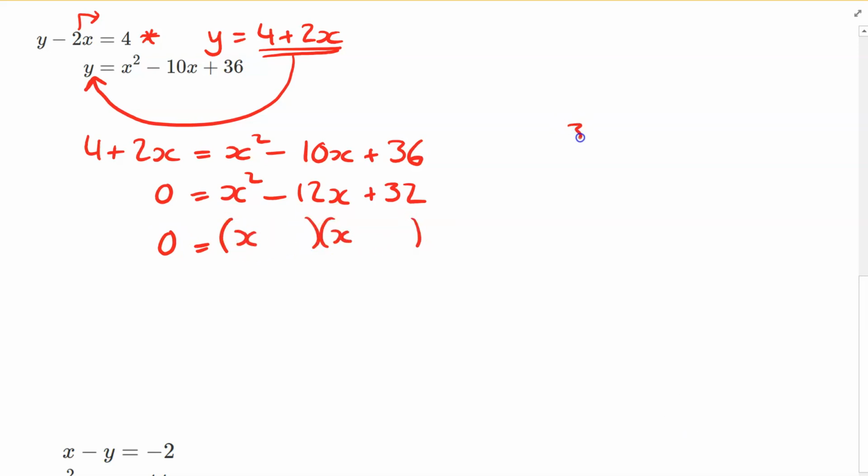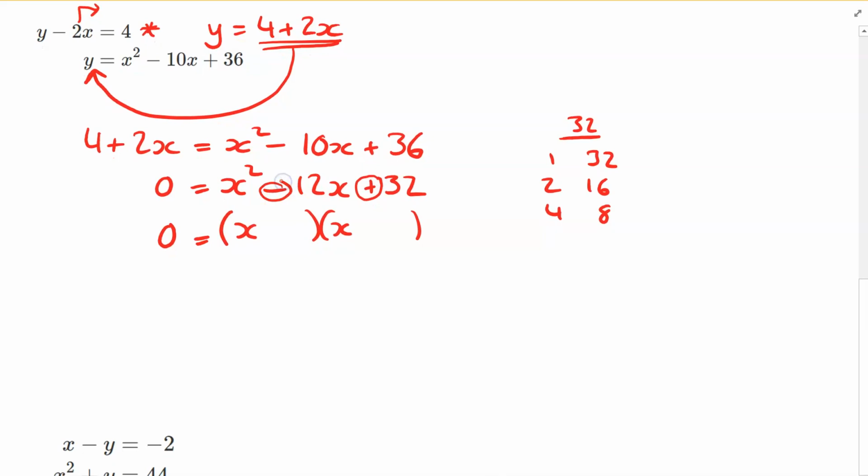Factors of 32. So I can use 1 and 32, 2 and 16, 4 and 8. That's going to be it. And I need them to multiply together to make positive, add together to make negative. So both of them are going to have to be negative. Then it's a case of which one of those can make negative 12, and it's the 4 and 8. So my two answers are x is 4 or x is 8.